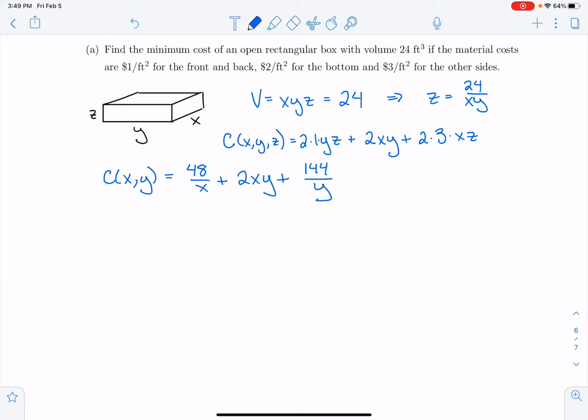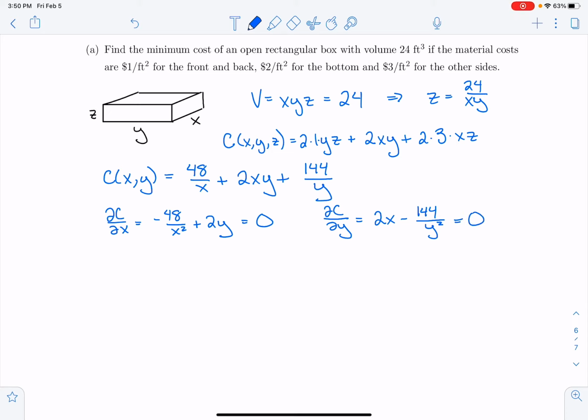So c is now a function of just x and y. So I want to find the partial derivatives of c with respect to x and y. So let's see, let's do dc dx. dc dx is going to be, well, it's going to be negative 48 over x squared plus 2y. And I'm going to set that equal to 0. Then I have dc dy, taking the derivative with respect to y. First term 0, I'm going to get 2x minus 144 over y squared. And set that equal to 0.